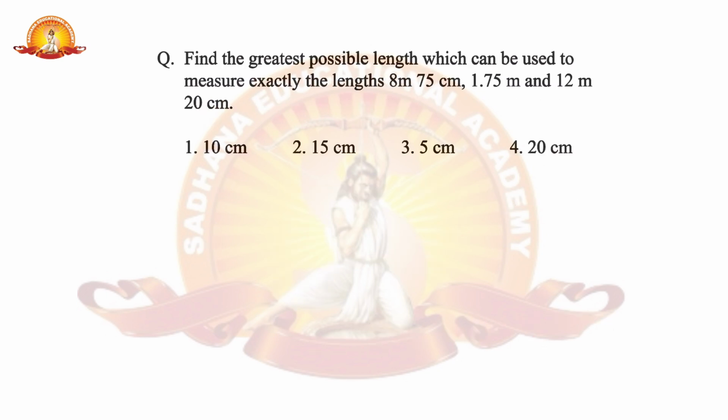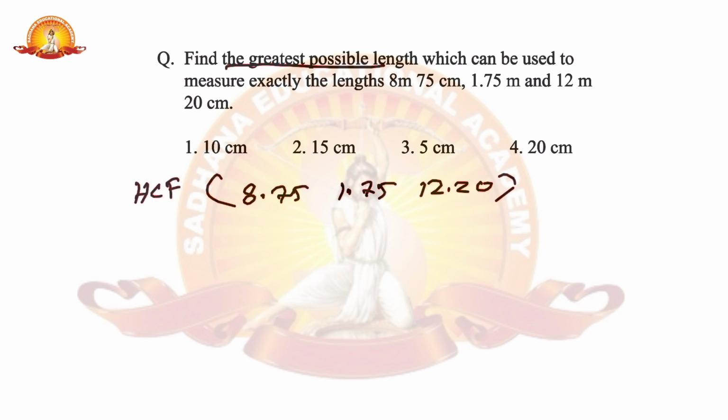Find the greatest possible length which can be used to measure exactly the lengths 8.75 meters, 1.75 meters and 12.20 meters. We need to find the largest possible length, which is called the highest common factor of these numbers.